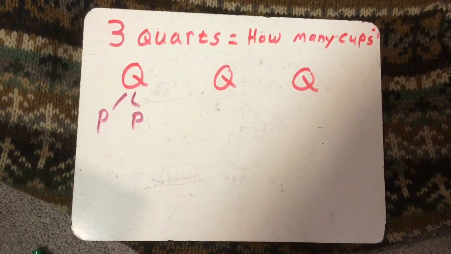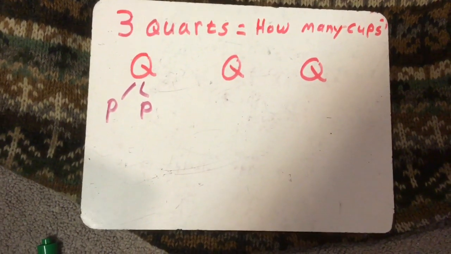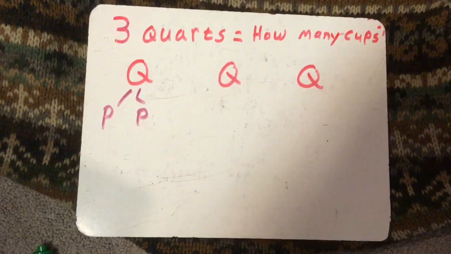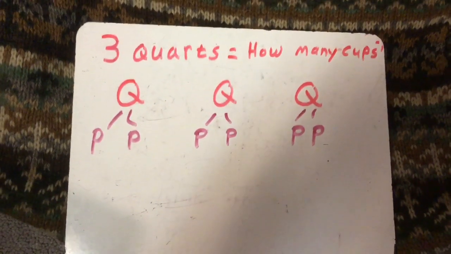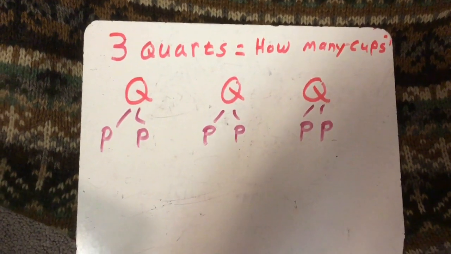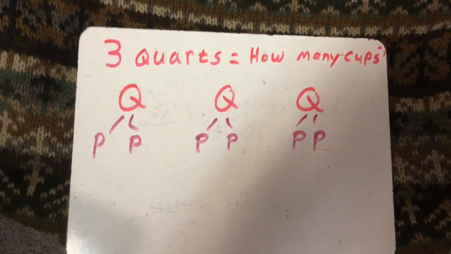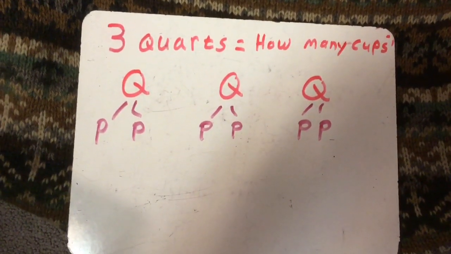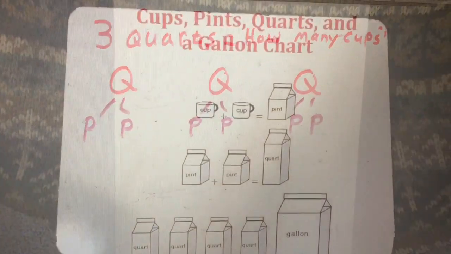Every quart is 2 pints. I know we want to figure out how many cups there are, but first things first. So every quart is going to get 2 pints. Okay, so all 3 quarts are accounted for. I've turned them into pints, or converted them into pints. I'm not done because now I need to go from pints into cups. So I'm going to go from the P to the C.